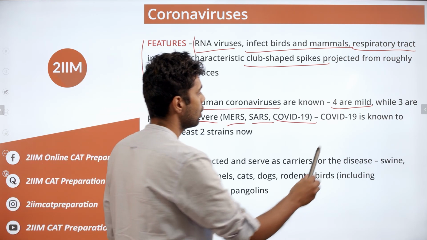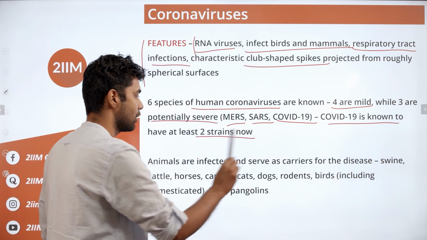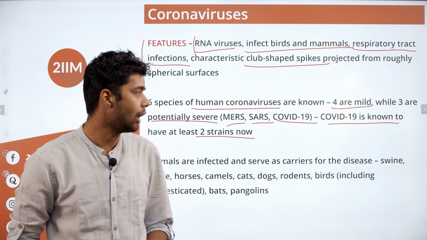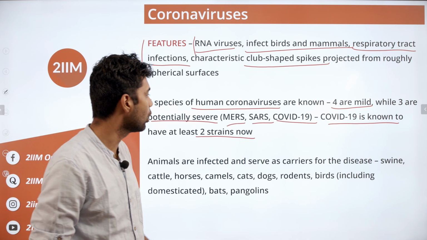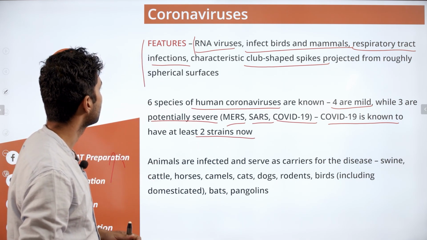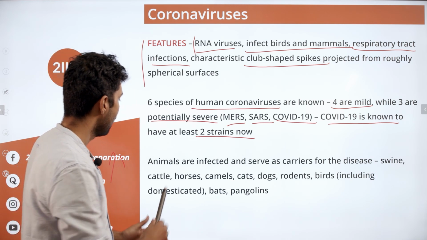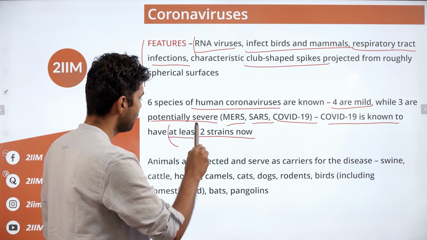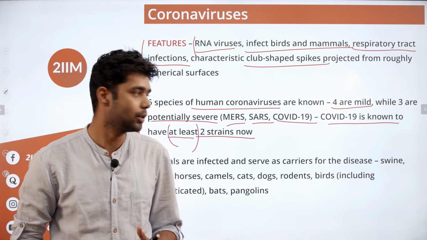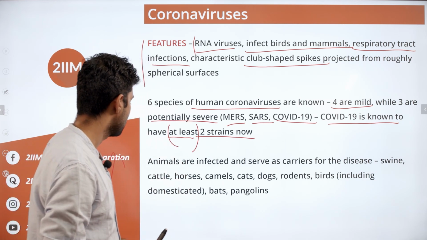So COVID-19 is already known to have two different strains. One strain spreads more rapidly, and the other strain produces more viruses, produces more copies of itself. So that is about the two strains of coronavirus. And the word mentioned here is "at least". So we don't really know how the coronavirus is mutating. It's possible that more strains would actually emerge.